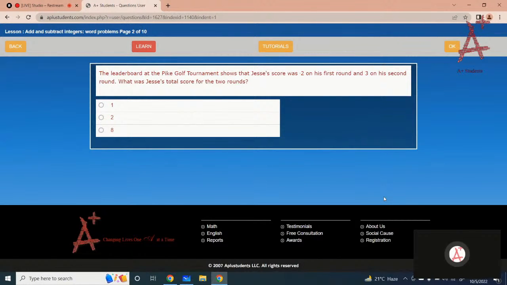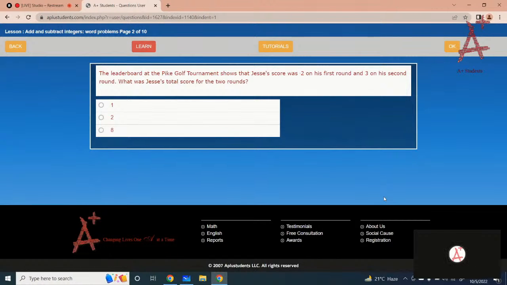Okay, the leaderboard, very good. The leaderboard at the Pike Golf tournament shows that Jesse's score was -2 on the first round and 3 on his second round. What was Jesse's total score for the two rounds?